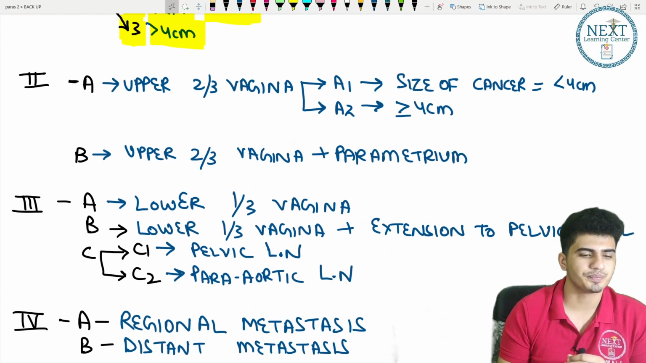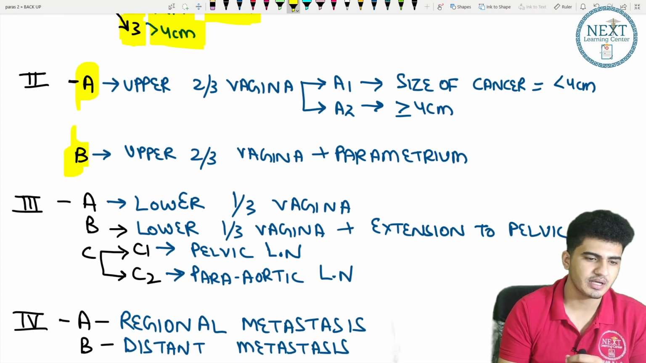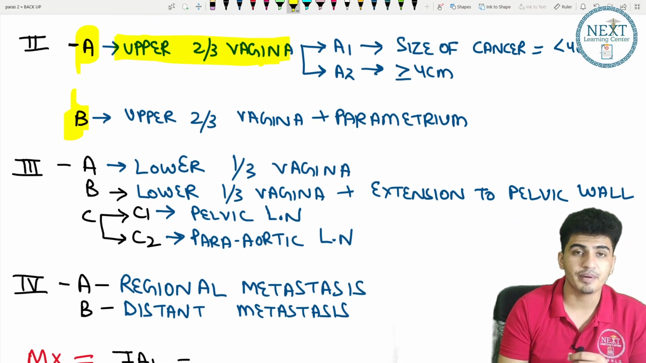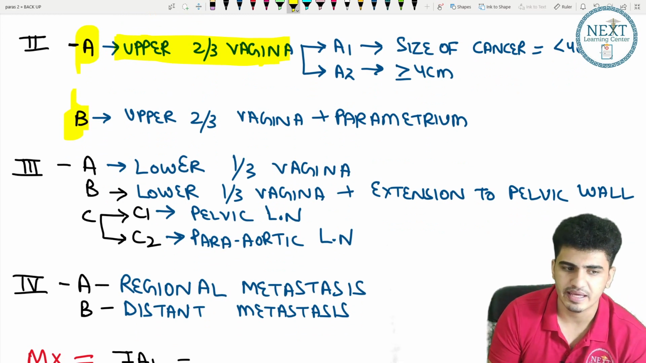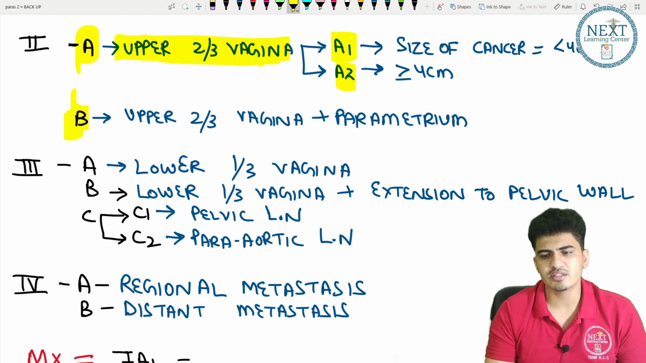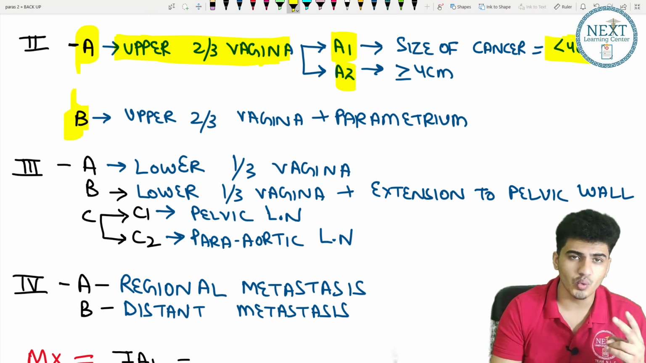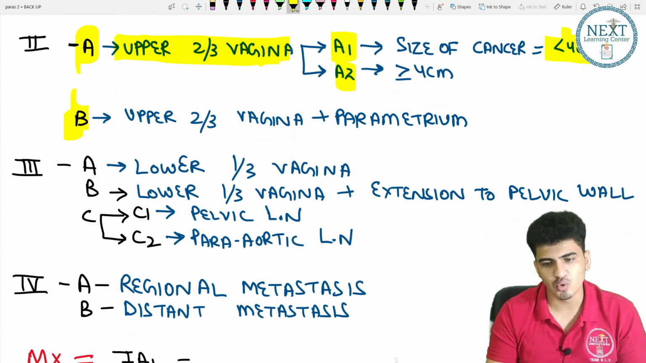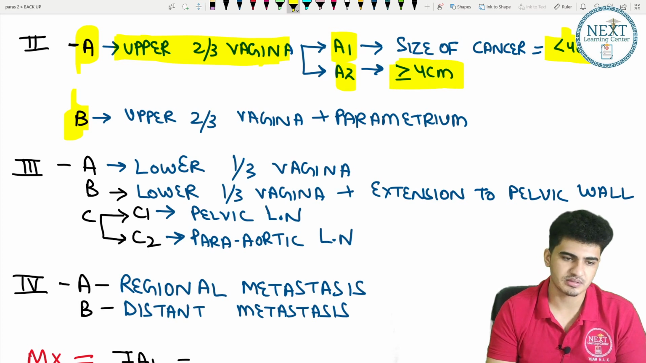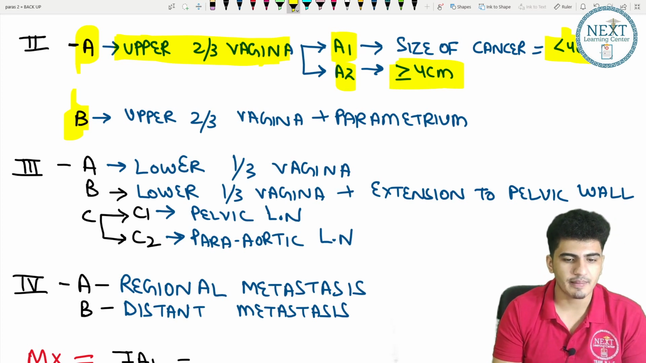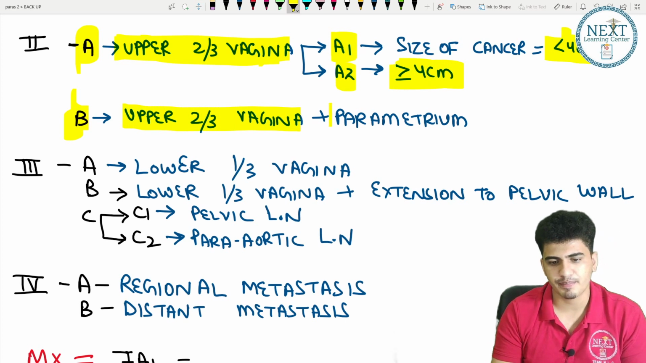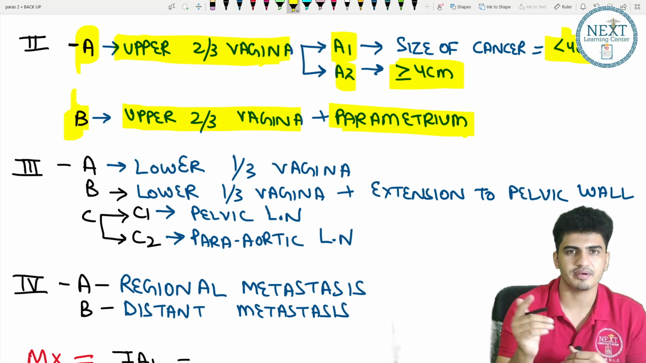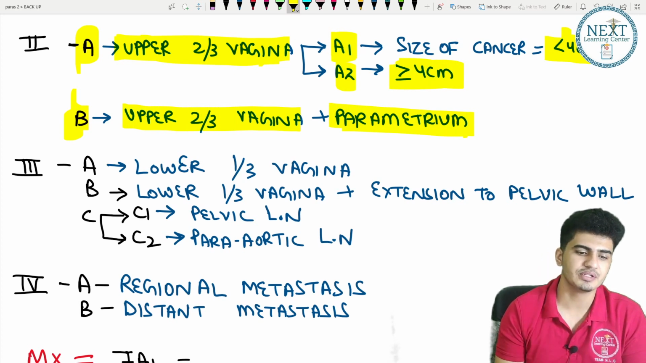Stage 2 is further divided into two parts, A and B. Remember guys, upper two-third of vagina is involved in A. A is further divided into 2: 2A1, size of cancer less than 4 centimeter, and 2A2, more than 4 centimeters. Now B: upper two-third of vagina plus parametrium is involved in stage 2B.